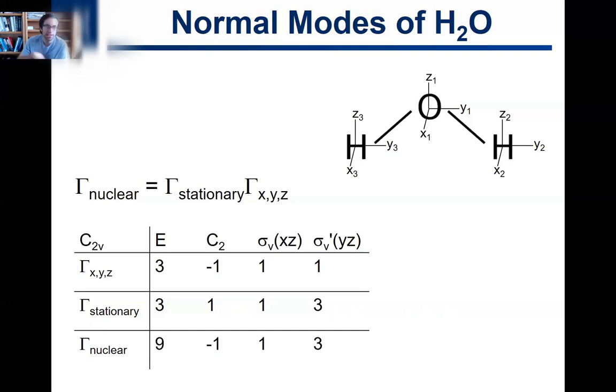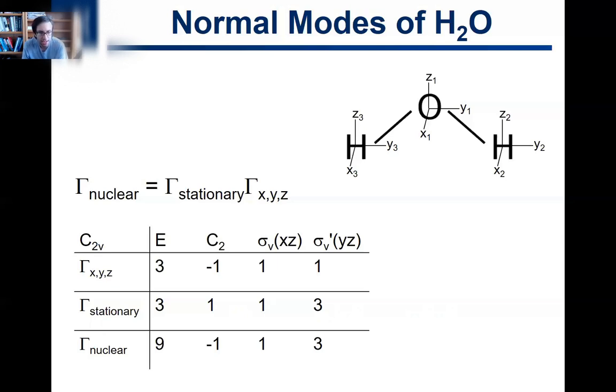And YZ is in the plane of the water molecule. So all of those atoms, both hydrogens and the oxygen, are not going to move. It's a planar molecule, and YZ is defined as being in the plane of the molecule. And then you multiply them together to figure out gamma nuclear.